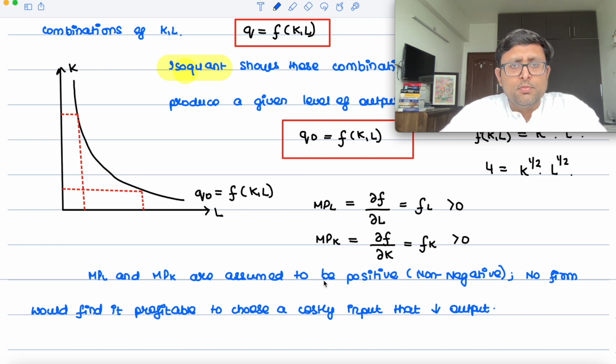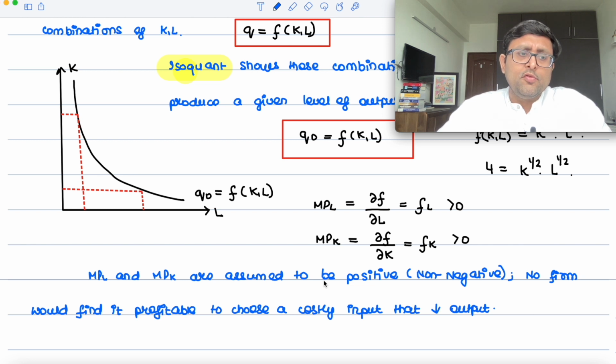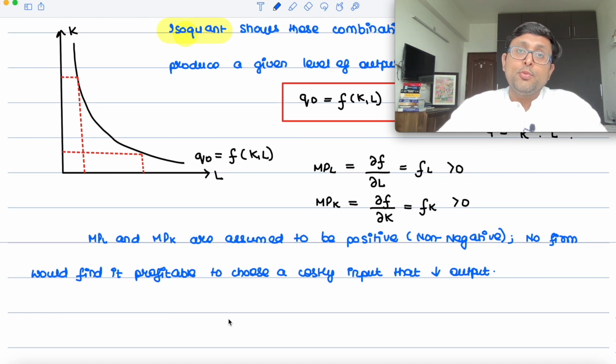So we'll assume that MPL and MPK are positive. Otherwise, just say in case of consumer theory, you assume marginal utility is positive. Otherwise, why will you buy a commodity? If the additional utility which you're going to get from buying that commodity is not positive, then why on this earth you're going to buy that? You won't. Then the other thing is that the marginal productivity itself is diminishing.